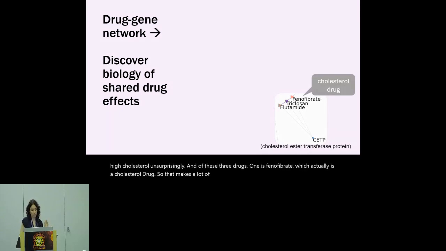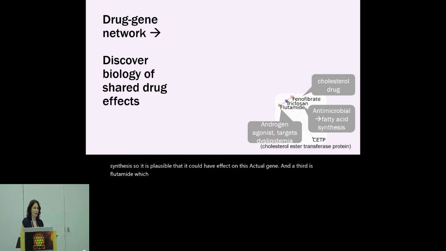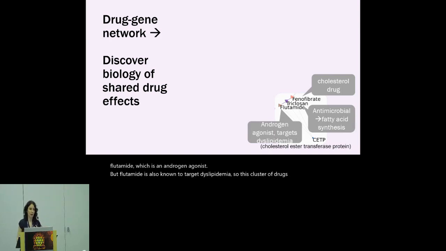The other 2 are not cholesterol drugs, but one is triclosan, which is an antimicrobial, but it actually acts through its effects on fatty acid synthesis, so it is plausible that it could have an effect on this actual gene. And a third is flutamide, which is an androgen antagonist, but flutamide is also known to target dyslipidemia. So this cluster of drugs, it's actually plausible that these all could have effects on lipid synthesis.